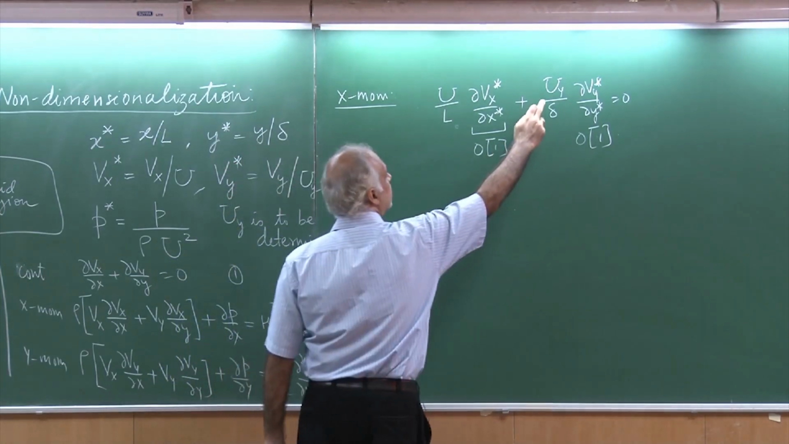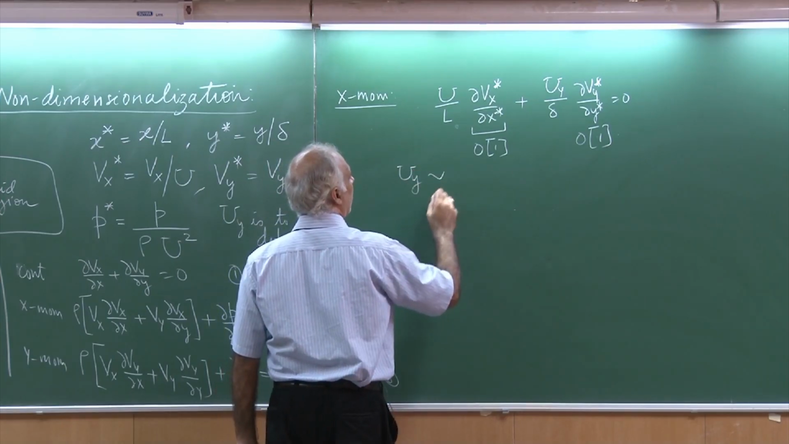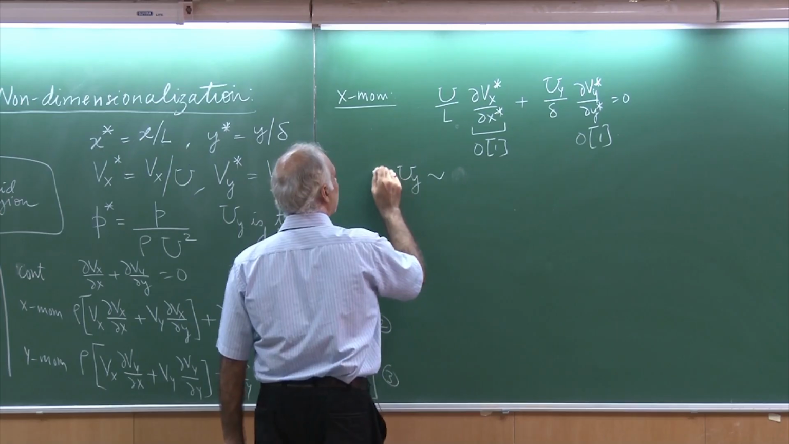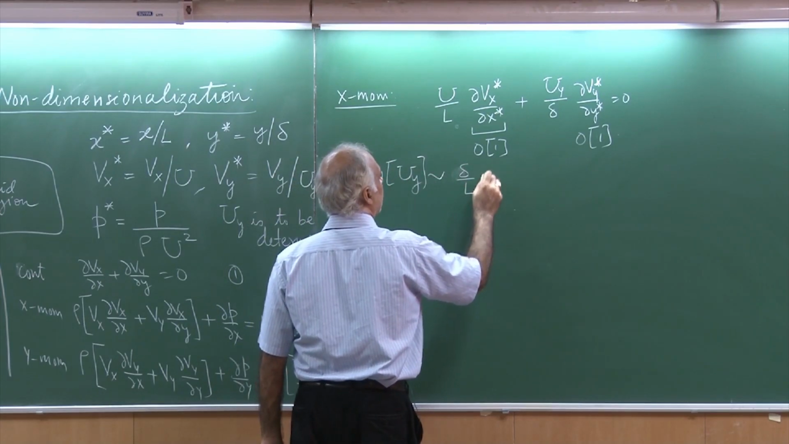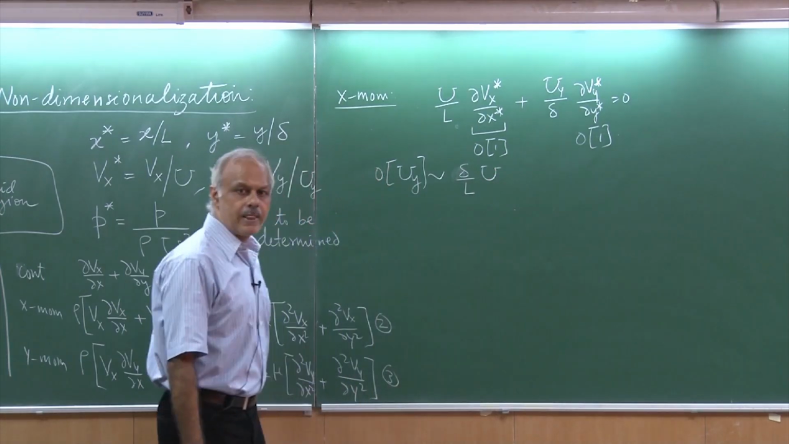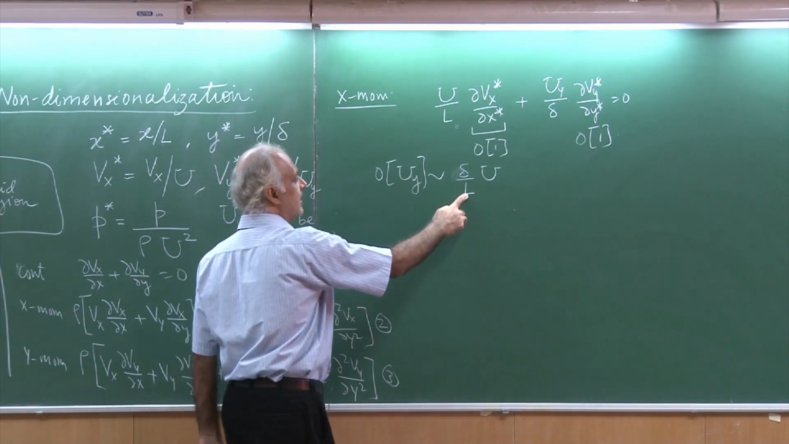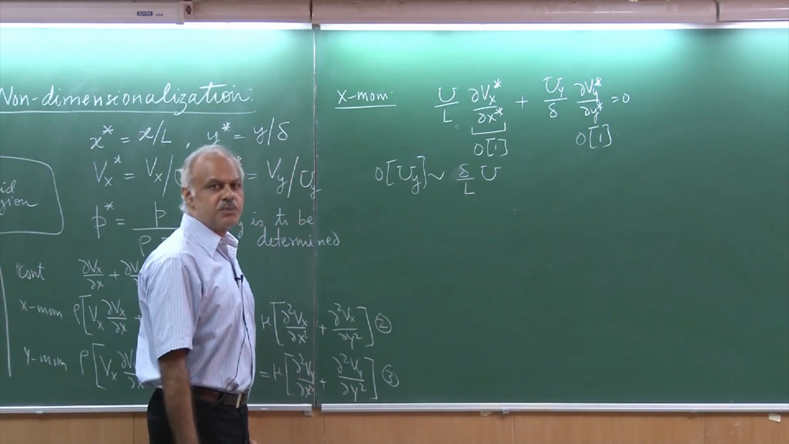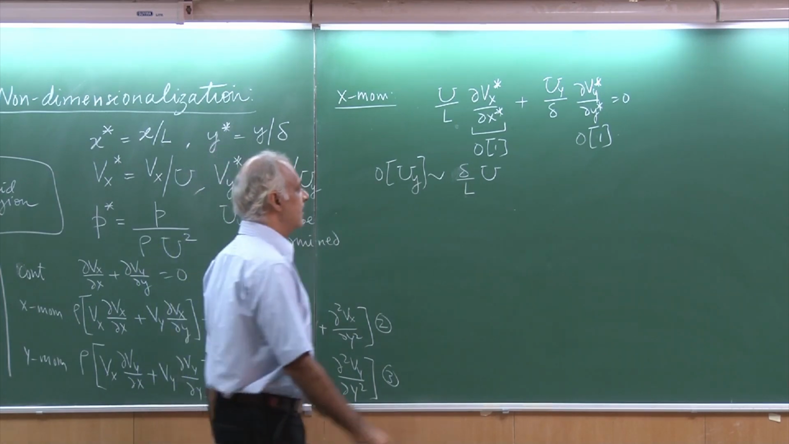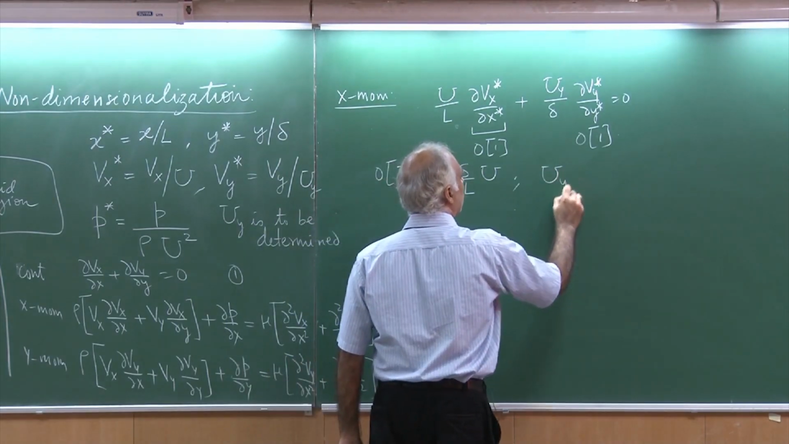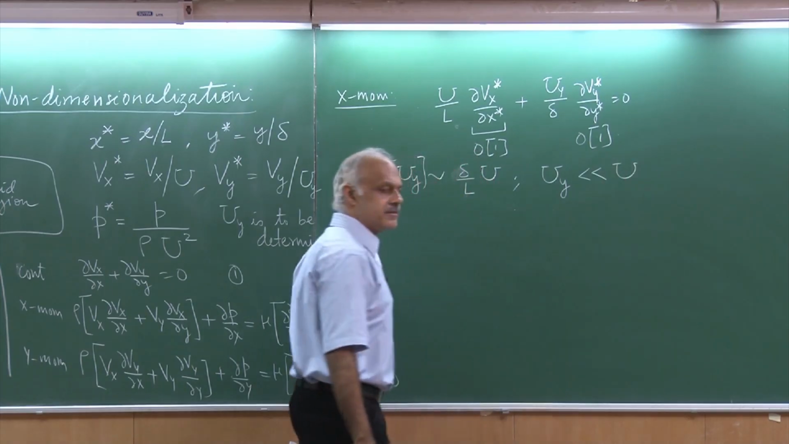And right away I can see that the order of Uy is delta by L times capital U. I already know delta is very small compared to L. So what this means is that my speed in the y direction is much smaller than u. So this tells me that Uy is much smaller than capital U. Okay?